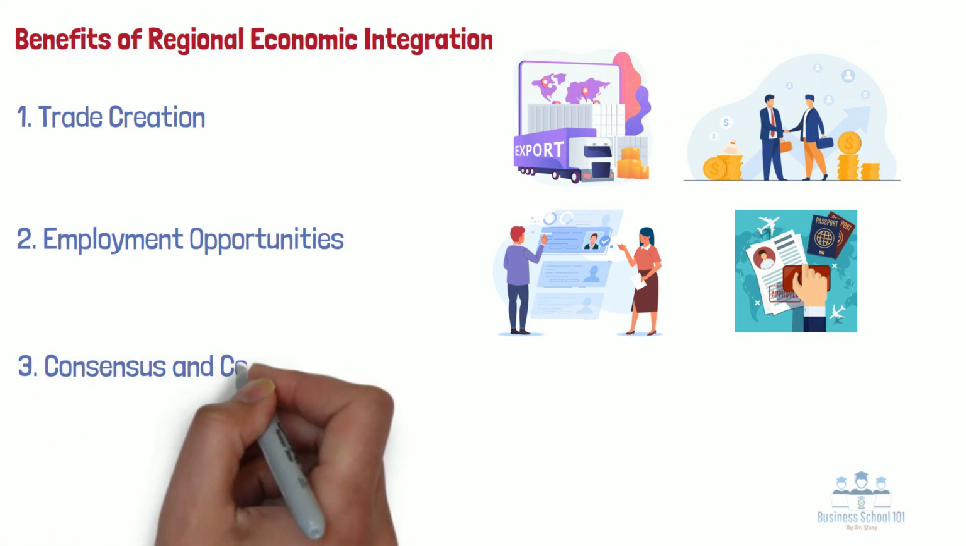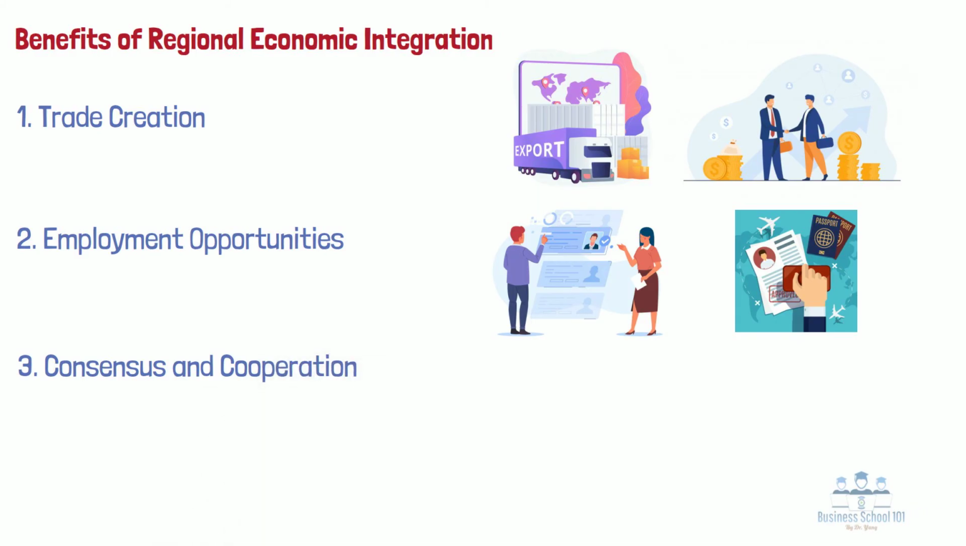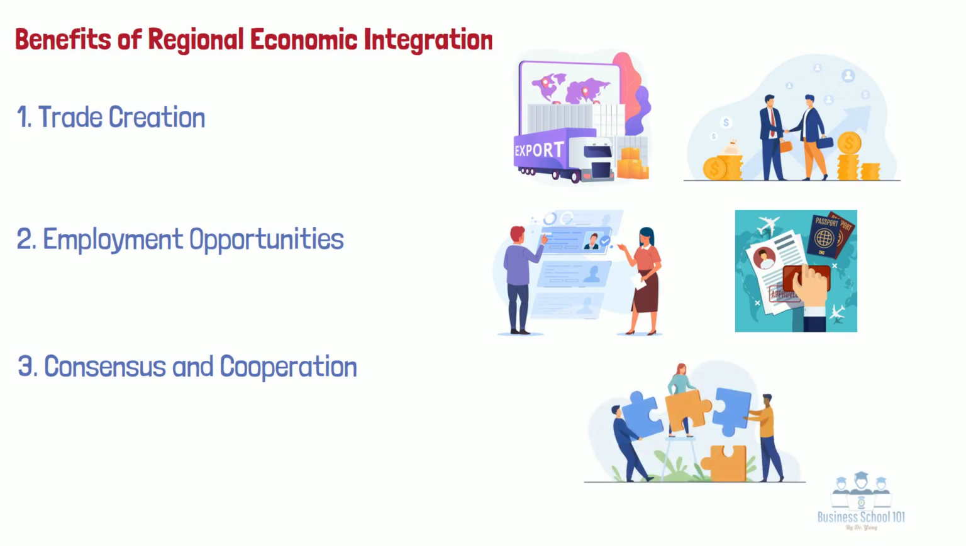Third, consensus and cooperation. Member nations may find it easier to agree with a smaller number of countries. Regional understanding and similarities may also facilitate closer political cooperation.